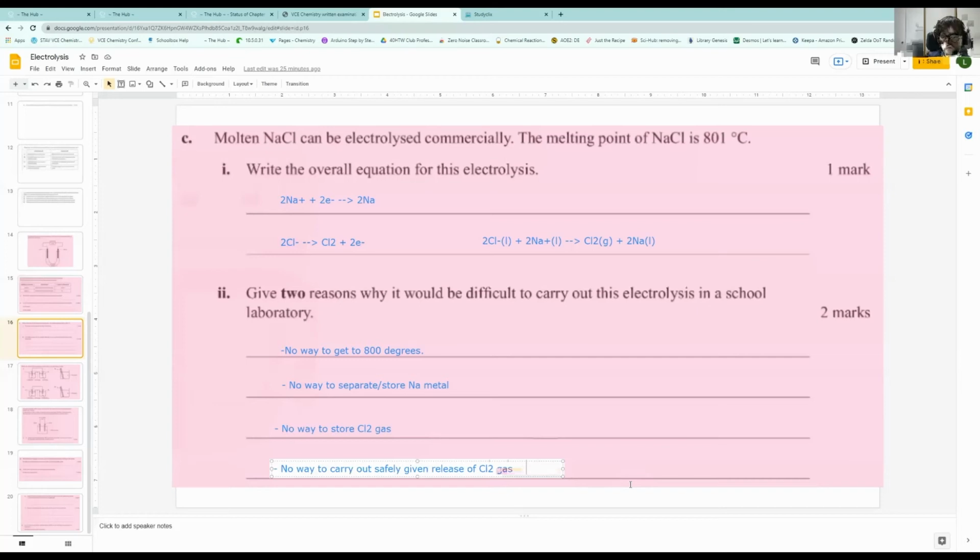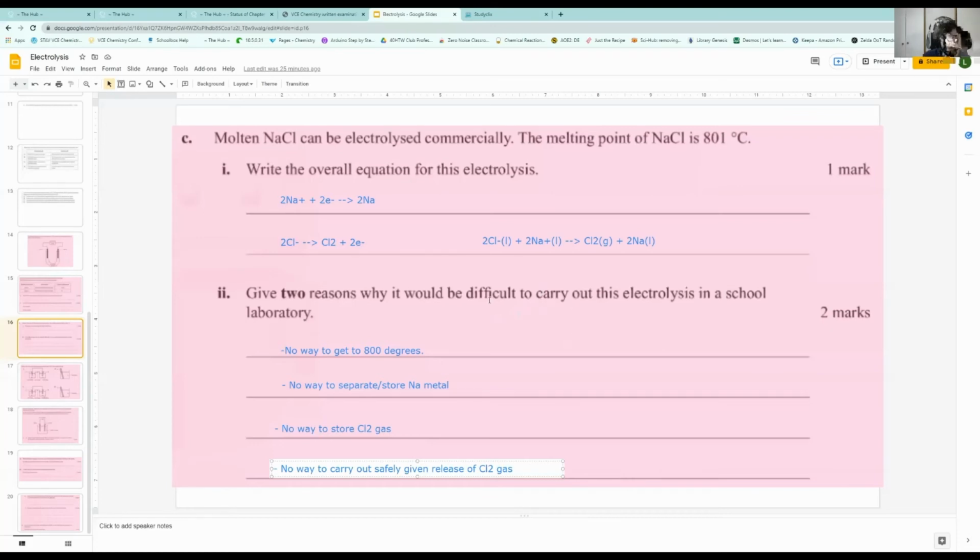But it's okay if the window's open because you can recycle the air inside the classroom with that outside the classroom. Chlorine gas is going to be bad regardless, so you do it in a fume hood or in a specially made apparatus. It does say why it would be difficult to carry out the electrolysis in a school lab.